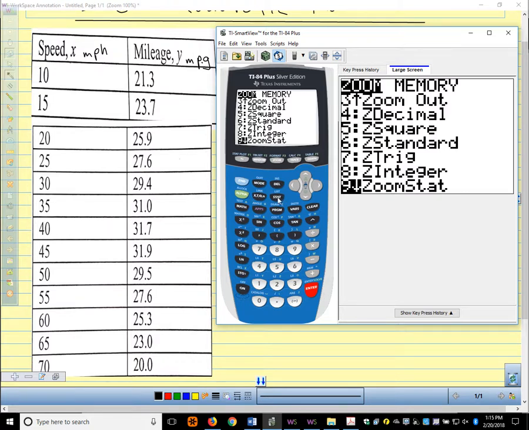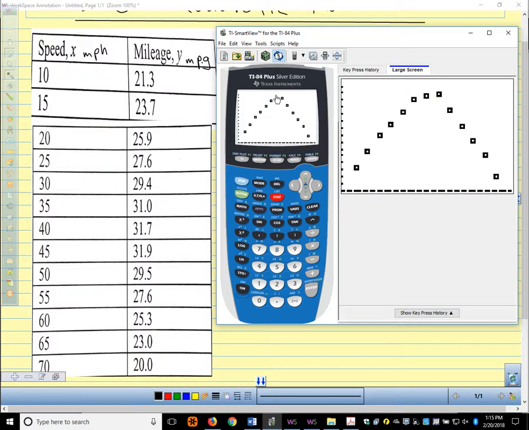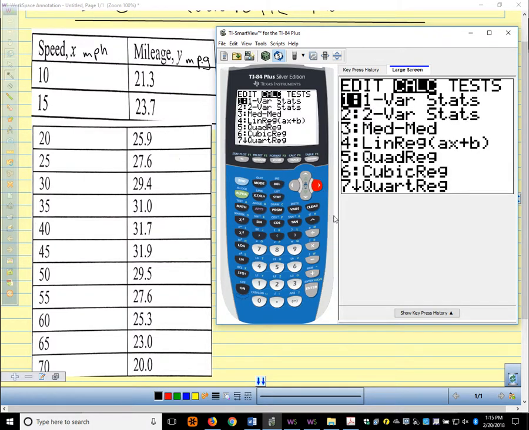So I'm going to go back to stat again. And this time I'm going to calculate. In calculate, there are a lot of options. These are if you want to find averages and standard deviations and stuff. But we have all these. This REG stands for regression. That just means a model for the data. We can have a linear regression, ax plus b. The quadratic regression is the one that we're going to use. We could do a cubic regression, a third-degree polynomial, a quartic regression, a fourth-degree polynomial.